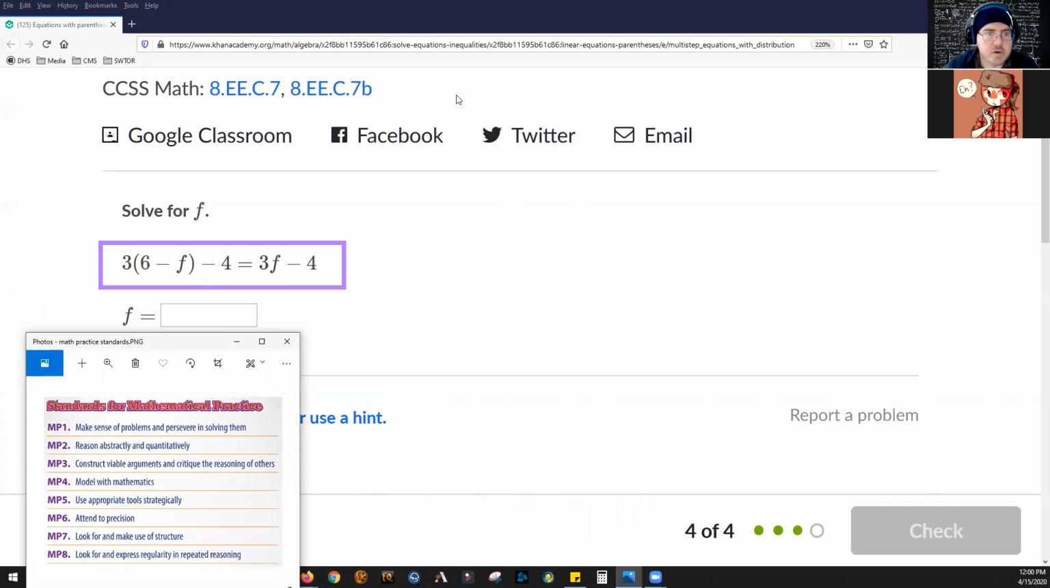Okay, so what I should really be pressing here is that you should be looking for and expressing regularity in repeated reasoning, meaning take what we just did in the previous few problems and apply that here, because if it worked back then, it should work now. Make sure you attend to precision. I think we've already made sense of the problem. Just persevere in solving it. We're going to use abstract reasoning for sure whenever we do inverse mathematics. Go, go, go.